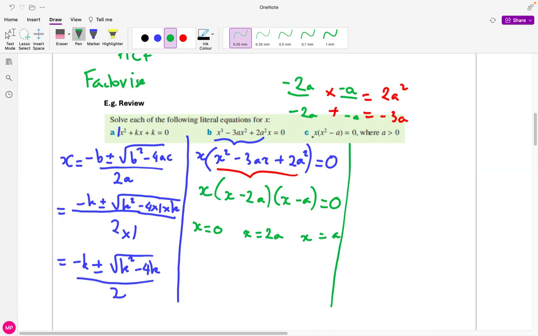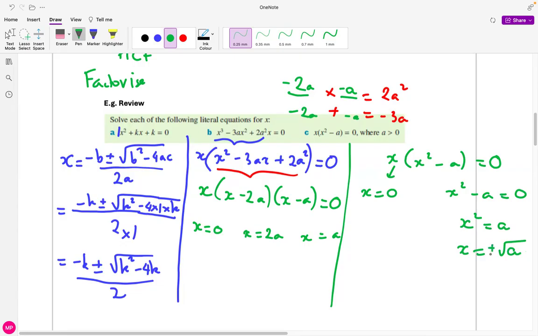And the last example, say x cubed minus ax equals 0. Here they already factorized it for you, so you can just apply the null factor law. You get x equals 0 or x squared minus a equals 0. If x squared minus a equals 0, then x squared equals a, and you get rid of the square by taking the square root of the other side, and you have plus and minus in front of the square root. Okay.